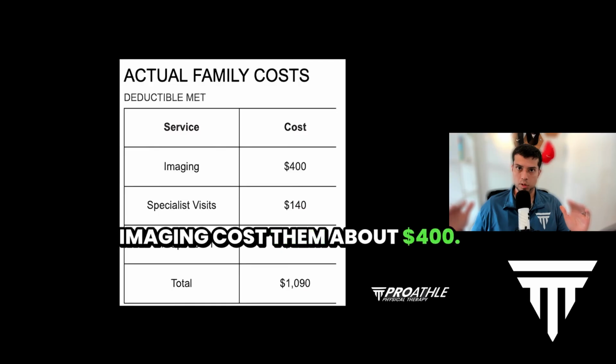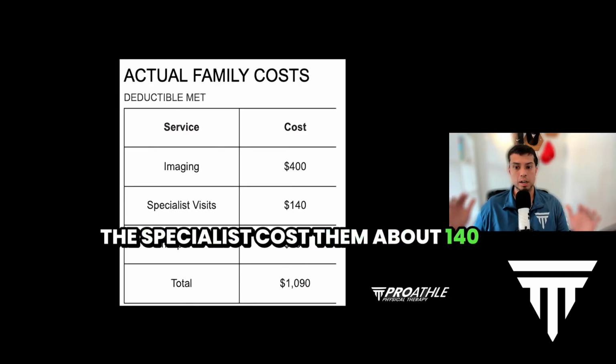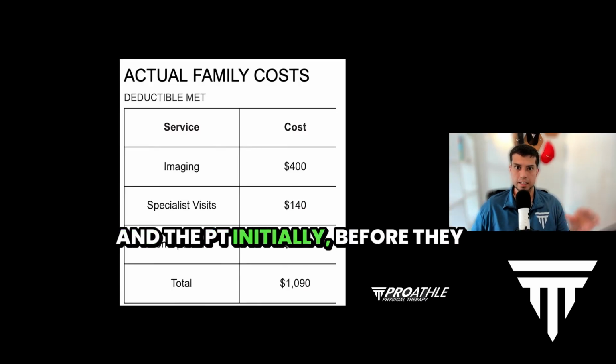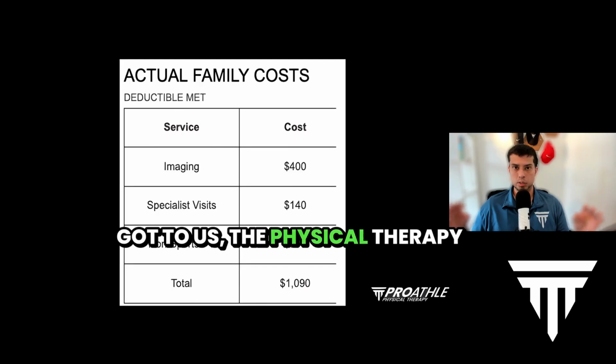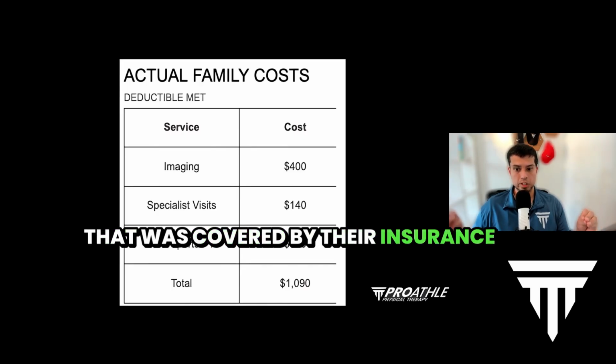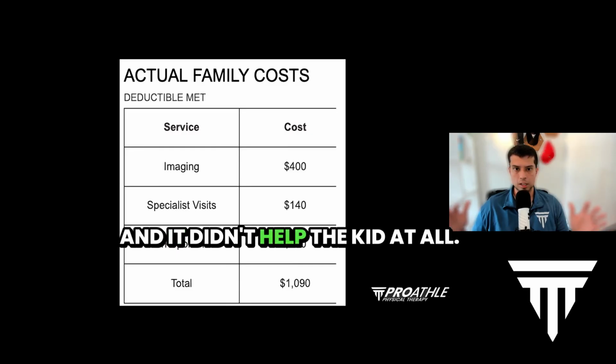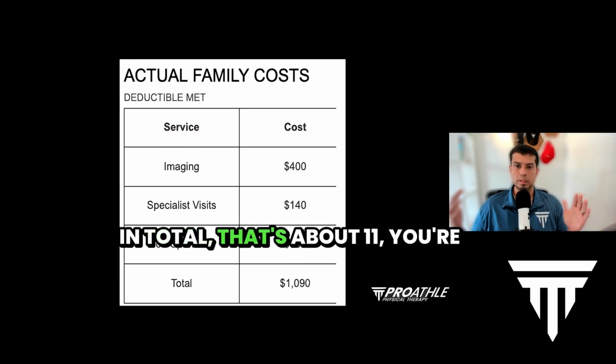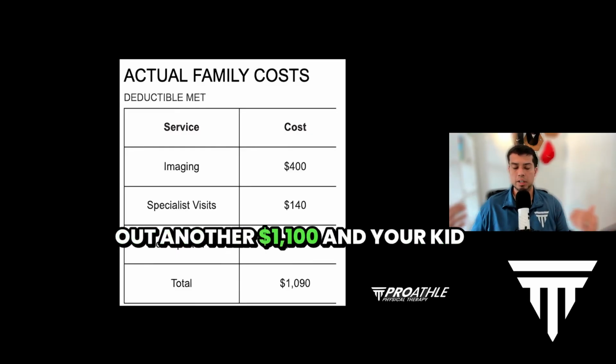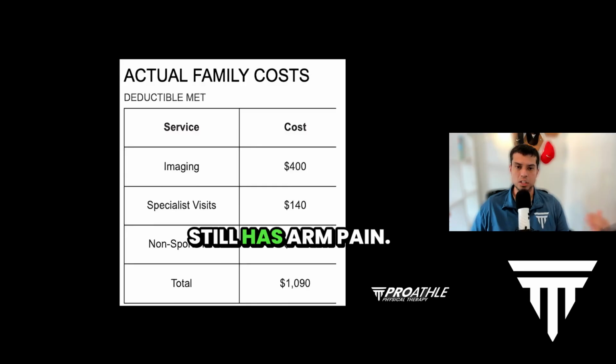Imaging cost them about $400. The specialist cost them about $140. And the PT initially, before they got to us, the physical therapy that was covered by their insurance, was about $550 for 10 visits, and it didn't help the kid at all. In total, you're out another $1,100 and your kid still has arm pain.